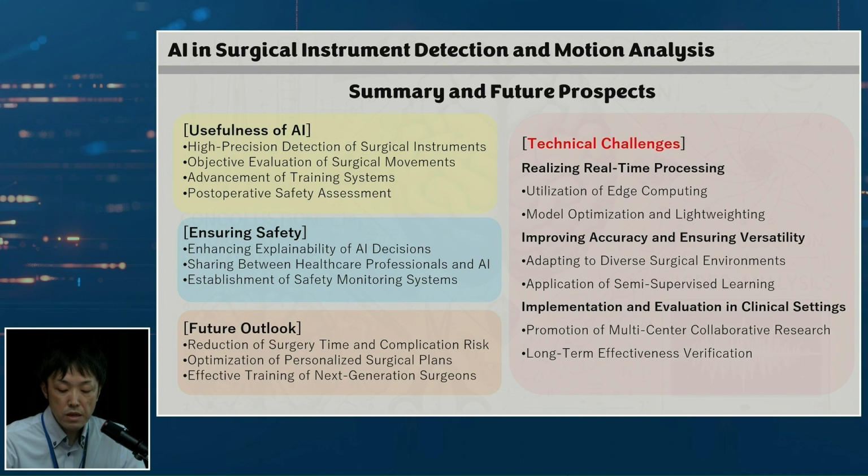In the future, we expect to see reduced surgery time and risk, optimization of personalized surgical plans, and effective training of the next generation of surgeons. What I've talked about today is how we utilize the results obtained from the trajectories of surgical instruments, but we believe that by applying these efforts, AI-based surgical support systems will evolve.